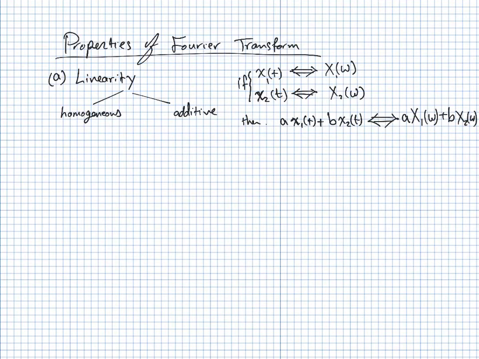So by doing this, we combine both properties in one expression, the homogeneity and the additiveness, okay? But you can do them separately if you like. So you say if x1 has this and x2 has that, then x1 plus x2 is going to give me x1 capital plus x2 capital, and a multiplied by x1 is going to give me a multiplied by x1 capital. You want to do it this way or that way? This is just a one-step expression, okay? So this is the linearity.